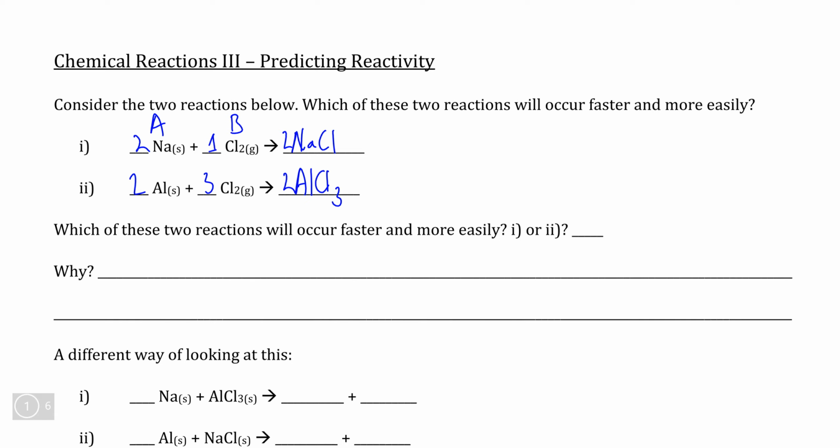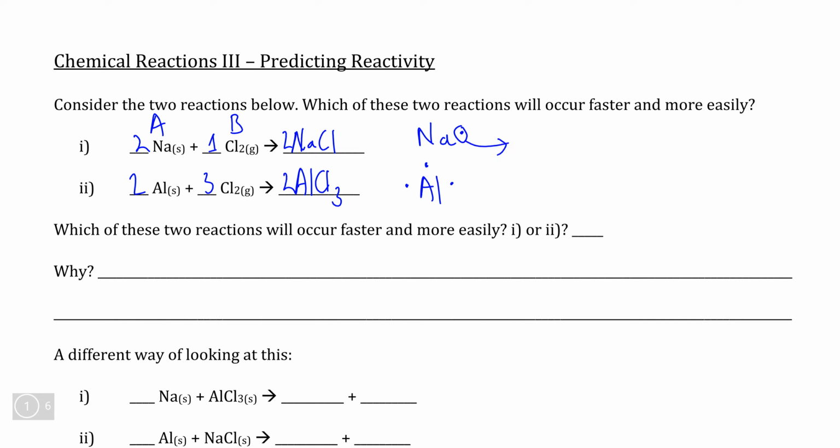On to the actual point of this question though, how do we predict which of these two reactions is going to occur more easily? Well, we probably can't look at Cl2 because it's the same in both reactions, so let's compare sodium and aluminum. We know that sodium as an alkali metal only has one valence electron, whereas aluminum has 3. We also know that metals lose valence electrons in order to gain a complete valence shell. So, which is easier, losing 1 or losing 3?